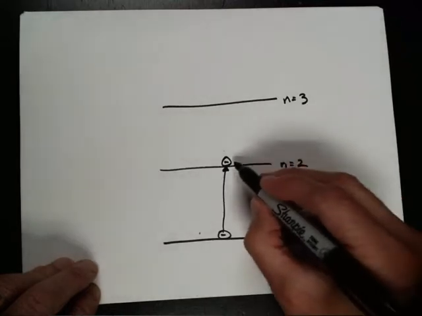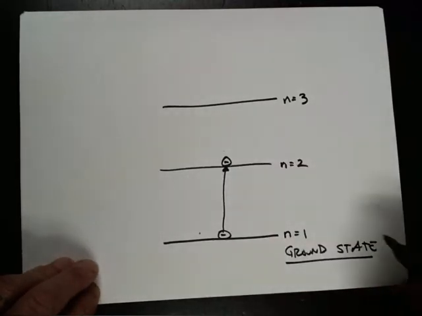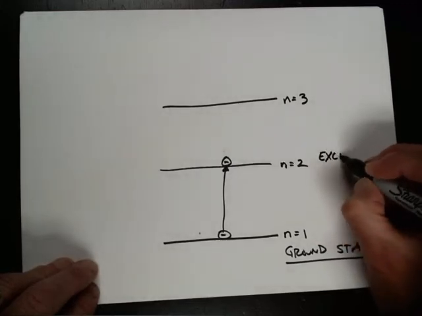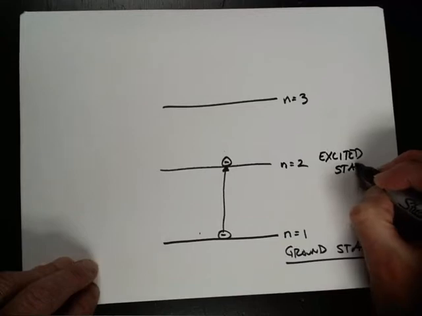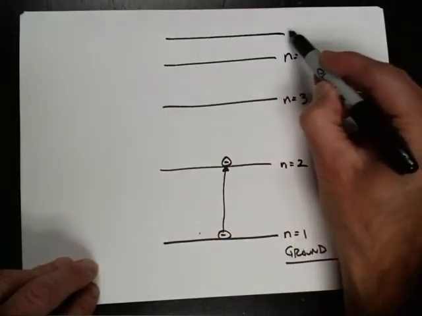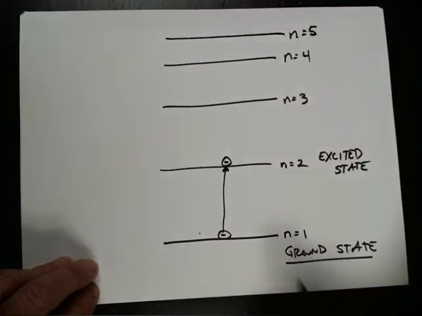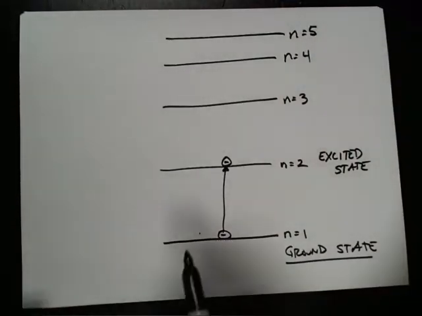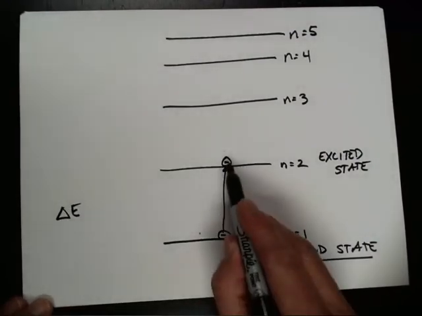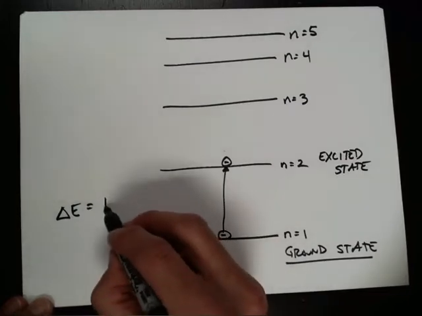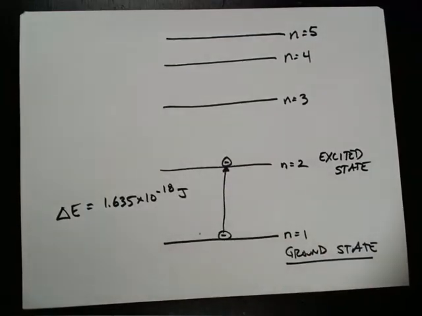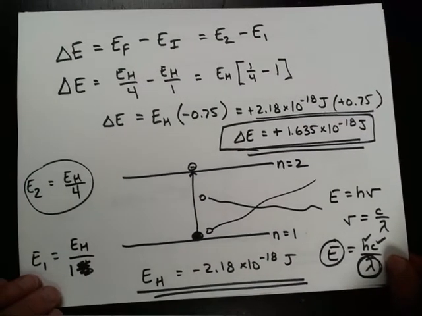Whenever the electron is in a higher energy state, we say that the hydrogen atom, or the electron as well, is in an excited state. And there's, of course, a variety of excited states that can exist because there's a whole bunch of these higher energy shells above the n equal 1 ground state. But nevertheless, we calculated this energy difference between the n equal 1 and the n equal 2 state, and we calculated that to be 1.635 times 10 to the negative 18 joules. We calculated that in this particular step here.